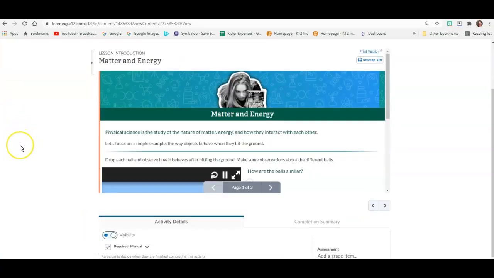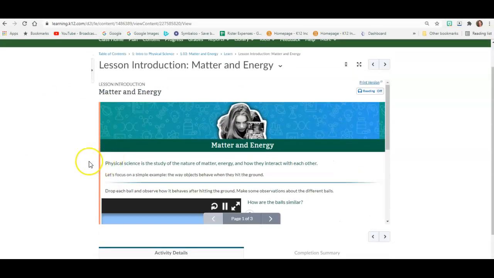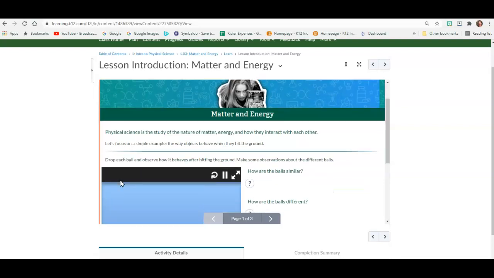So here we go, jumping into matter and energy. You've defined it a couple of times already. So now we're taking a look at, again, the definition: physical science, the study of the nature of matter and energy and how they interact with each other. So we're going to focus on a simple example, the way objects behave when they hit the ground.